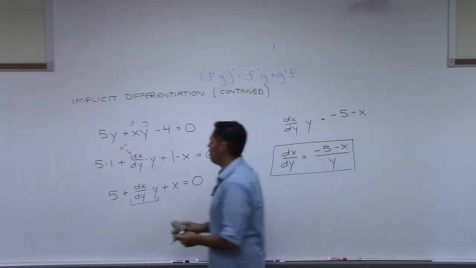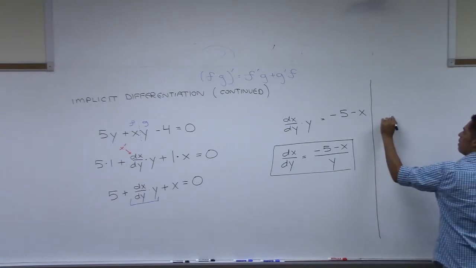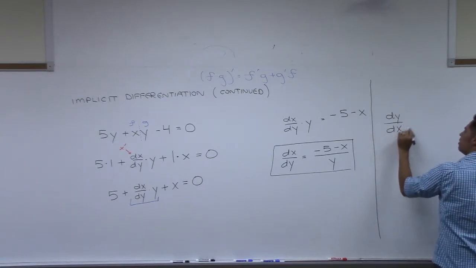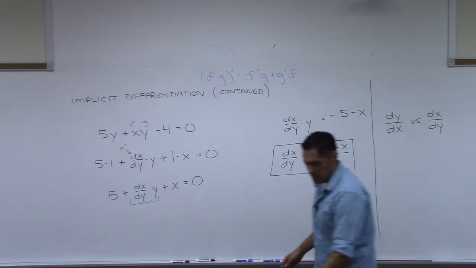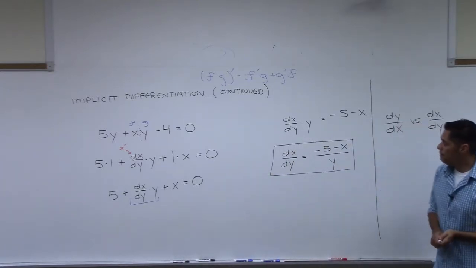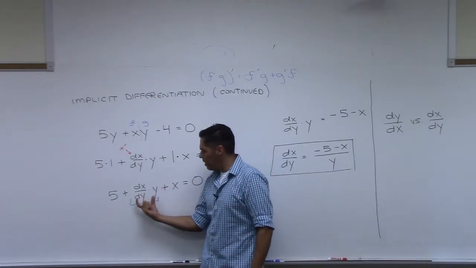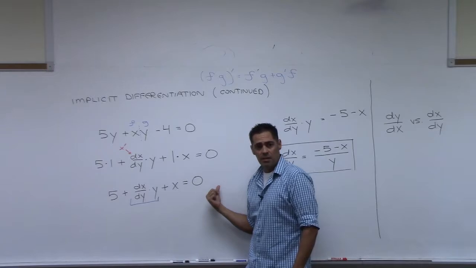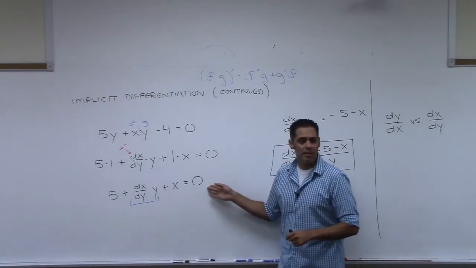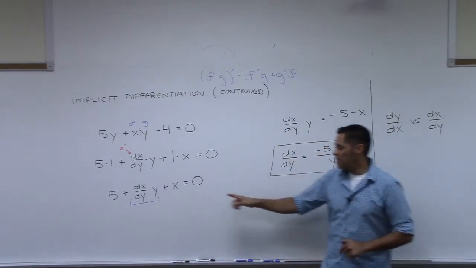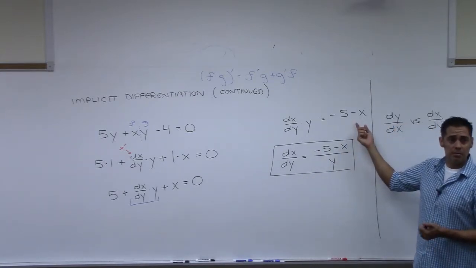I need to make sure you understand what's going on here. What is the difference between dy/dx versus dx/dy? Where did you get the -5? Right at this point, I wanted to get this by itself, so I had to move the 5 to the other side. So I subtracted 5 on both sides of the equation. When I subtract it here, it's gone, but when I subtract it here, it becomes a -5. And then the same thing with the x. I subtract x here, subtract x there, it becomes negative on the other side. Yes? Okay.